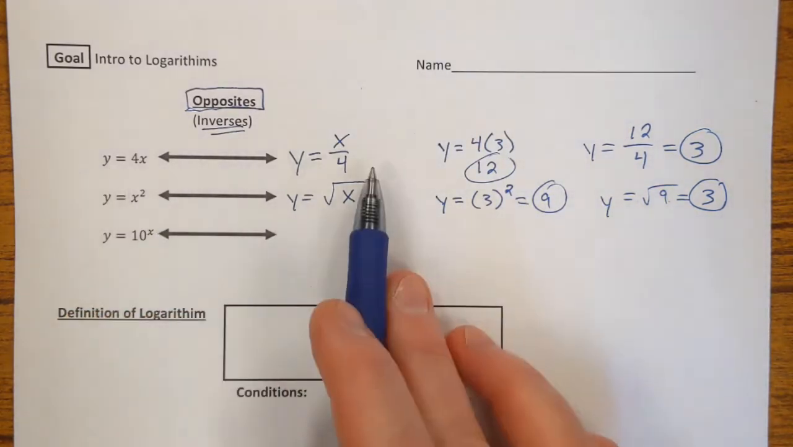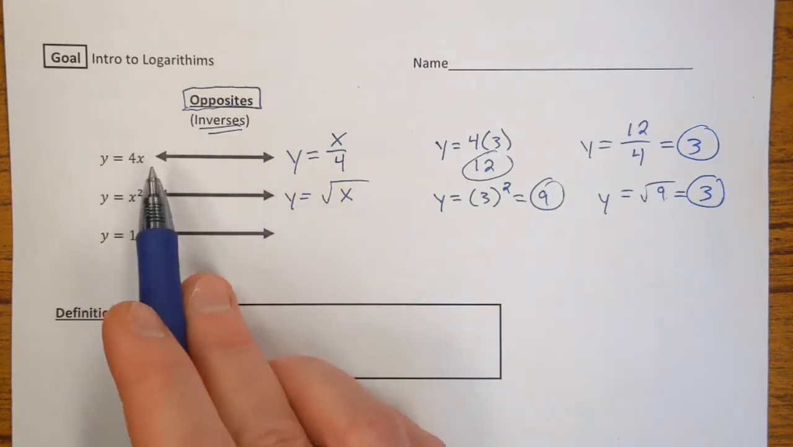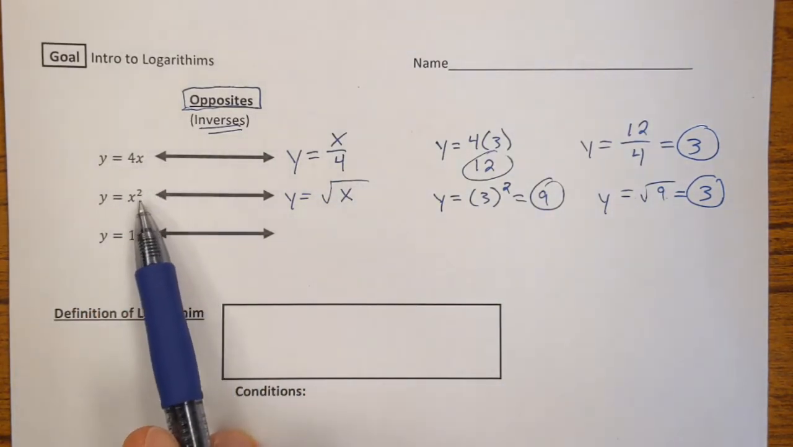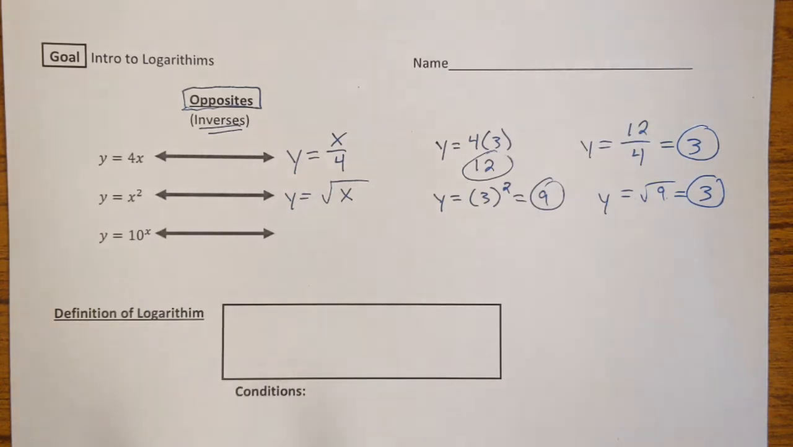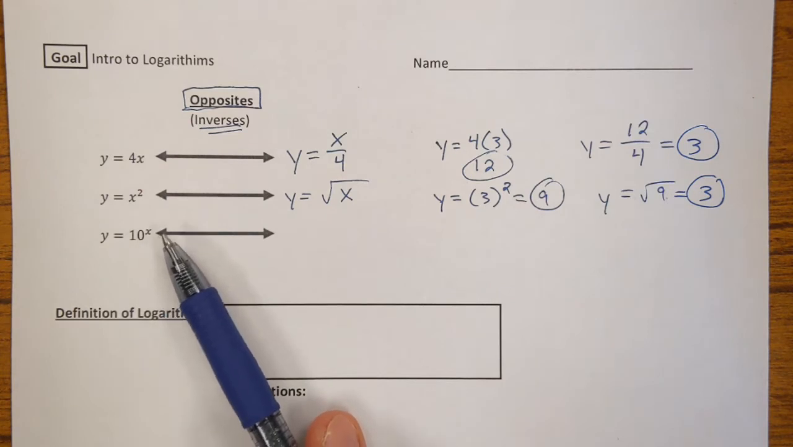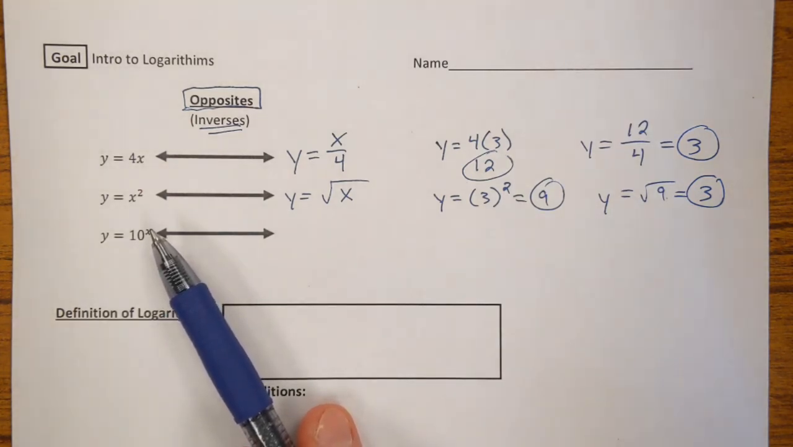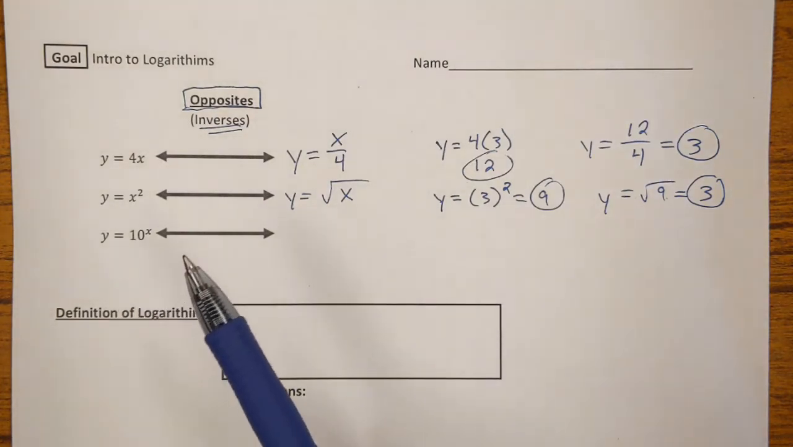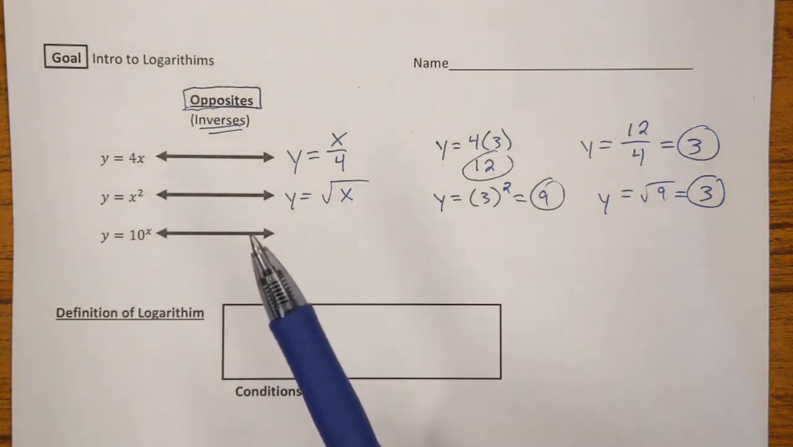Okay, so hopefully these opposites are familiar to you. The opposite of multiplying by 4 is dividing by 4. The opposite of squaring something is square rooting something. But what about this one? What's the opposite of taking something to the x power? Generally the opposite of an exponent is a root.